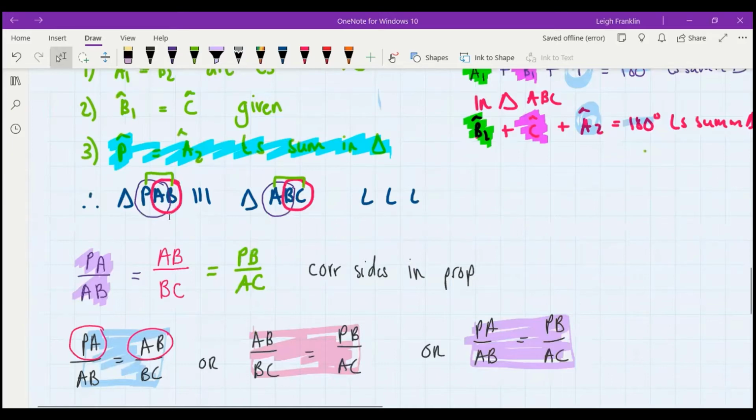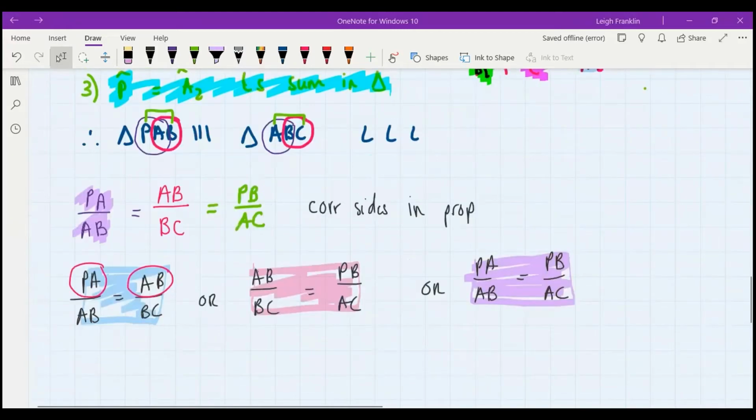Okay, so we were talking about PA and AB, right? I drew a circle around the wrong AB. Okay, so PA and AB. PA over AB was that one over there, all right? And PB and AC.